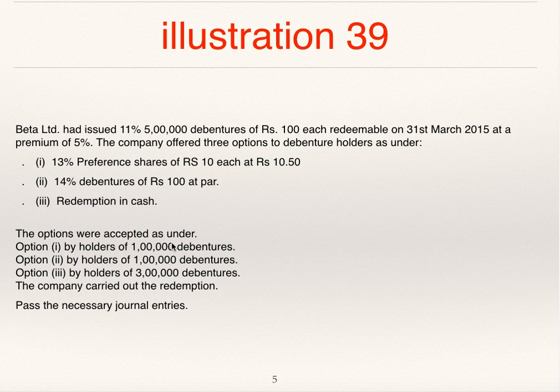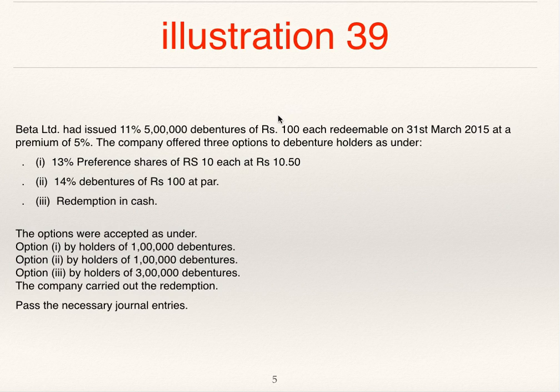The options were exercised or accepted as under: option 1 by holders of 1 lakh debentures, option 2, 14% debentures, by holders of 1 lakh debentures, and option 3, cash payment, by holders of 3 lakh debentures. The company carried out the redemption. Pass necessary journal entries. 1 lakh debenture holders opted for first option, 1 lakh for second option, 3 lakh for third option. 1 lakh plus 1 lakh plus 3 lakh, 5 lakhs. This is how these 5 lakh debentures were redeemed.